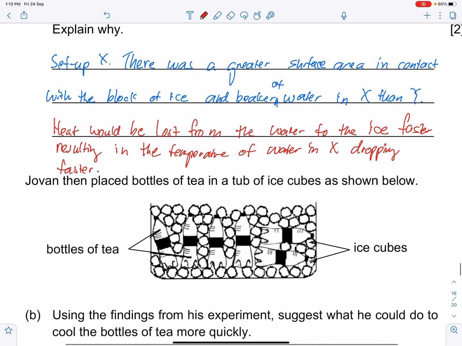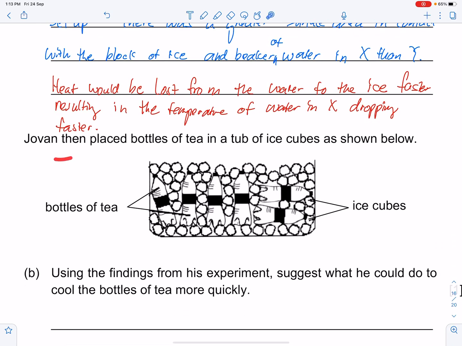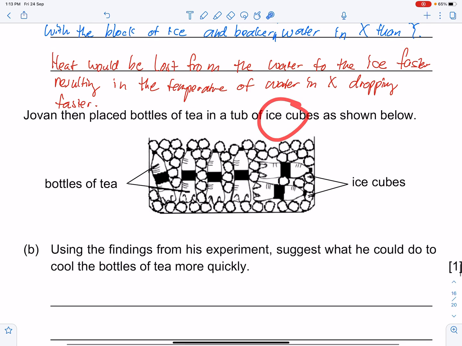Next. Jovan then placed bottles of tea in a tub of ice cubes as shown below. Using the findings from his experiment, suggest what he could do to cool the bottles of tea more quickly.